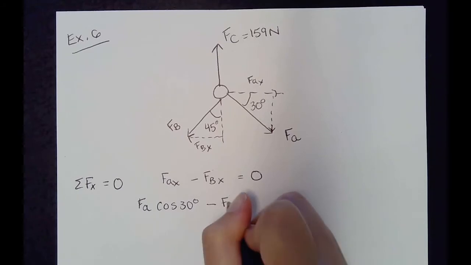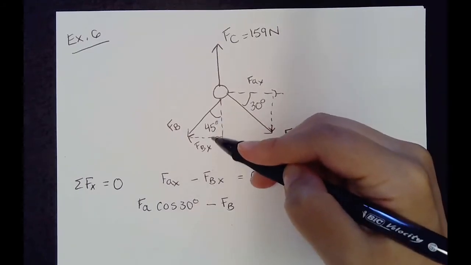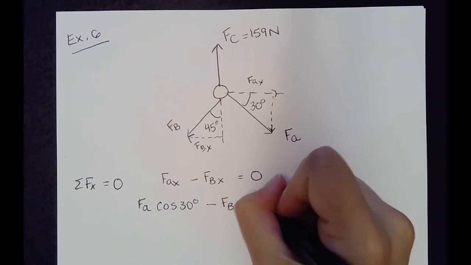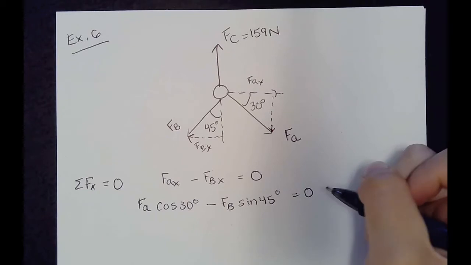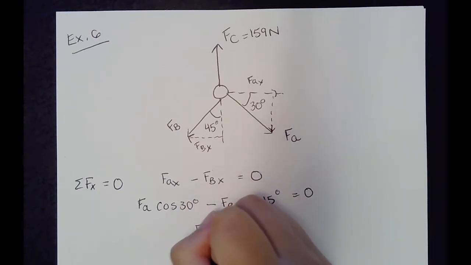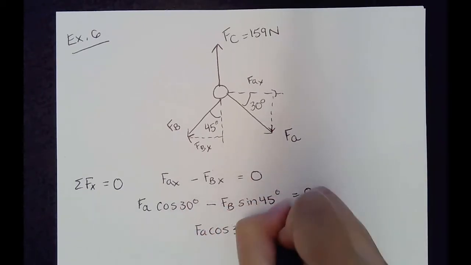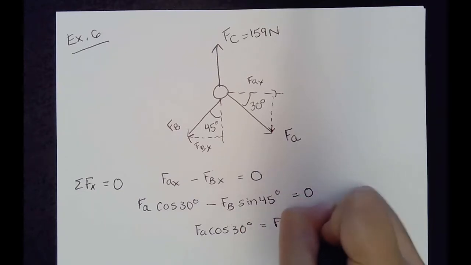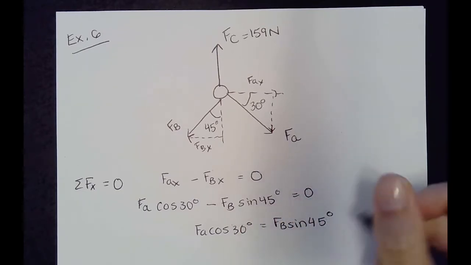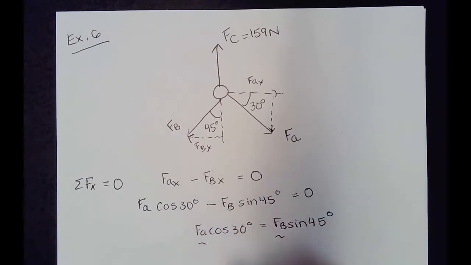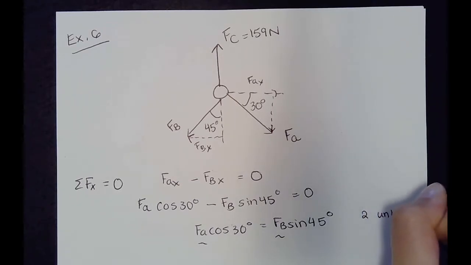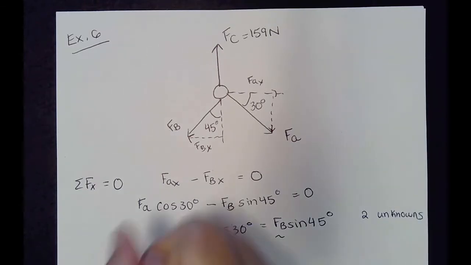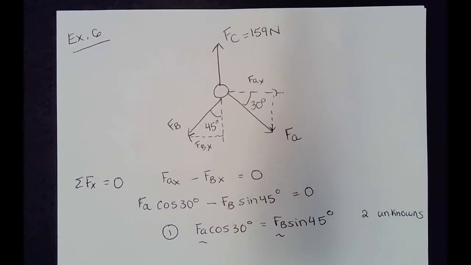Then I have minus fb. This is opposite to the 45 degrees, so I'm going to use sine 45 since sine is opposite over hypotenuse, equals 0. So I get fa cos 30 equals fb sine 45. And notice I can't solve for anything here. If I could find one of the unknown forces, I would, but there's actually two unknowns. So we're going to need another equation, so let's call that equation 1.